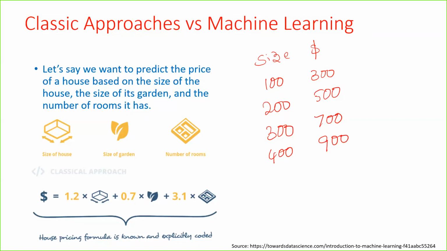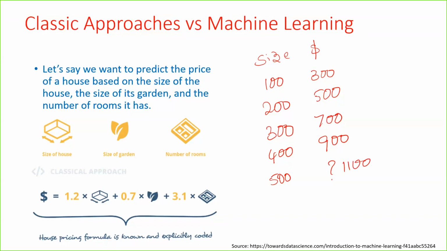Now a question to you: suppose a new house is given to you for which you know the size but you don't know the price, and the task is to estimate it. Let's say the size of the new house is 500 square feet. What would be the price of the house? Do you see any pattern in the data? And according to that pattern, what would be the price? 1100. 1100, right? So many of you said that it is 1100.